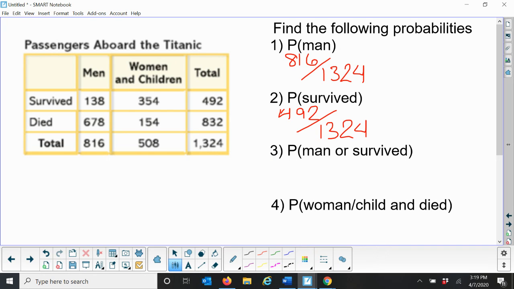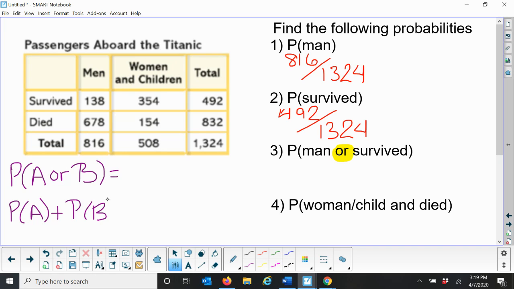Now, my next question here, this one, we have this fun word in the middle that is going to cause us to have to do a little bit more work. And so if you remember the addition rule, we have the probability of A or B. And so when we have the word or between two events, we have to do the addition rule. And so that is when we are going to find our two separate probabilities. So the probability of A plus the probability of B.